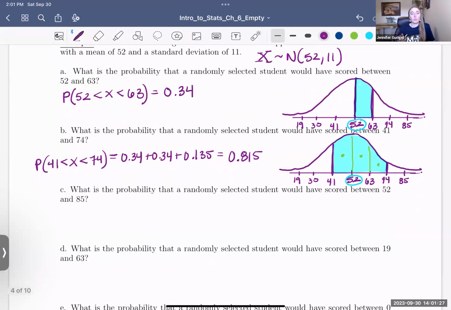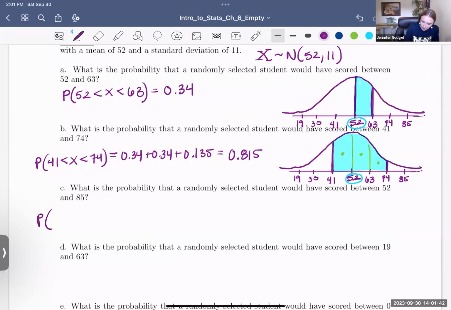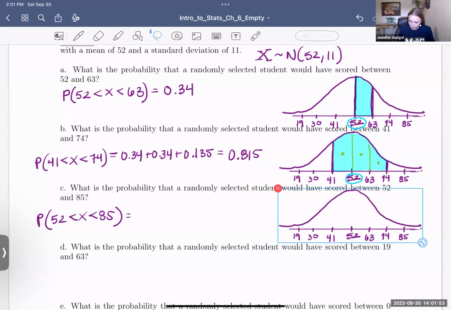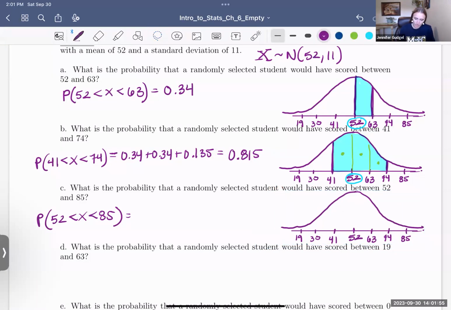I challenge you, now that I've shown you two, pause, see if you can complete the others, and then play or skip through to see if we got the same thing, okay? You should be challenging yourself, seeing if you can do these too. All right, we want the probability that a student scores between 52 and 85. I'm writing my statement mathematically. I'm drawing my picture. All right, 3 standard deviations on each side. I'm shading the corresponding region.